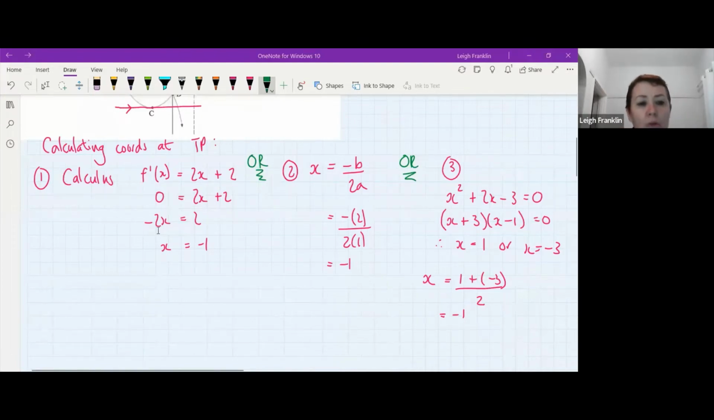The only way that you can work out the corresponding y-coordinate is to then go and sub minus 1 back in. So you'd end up with y equals minus 1 squared plus 2 times minus 1 plus, was it minus? Oh, it's minus 3.